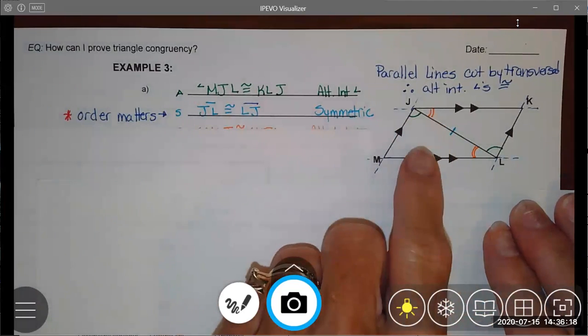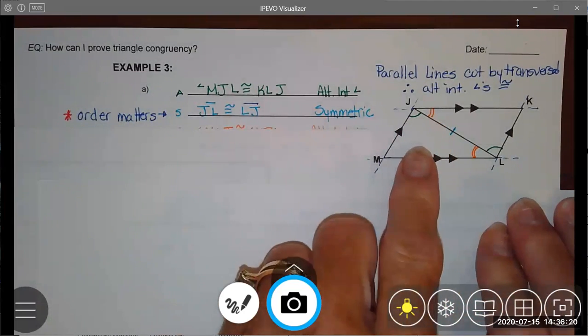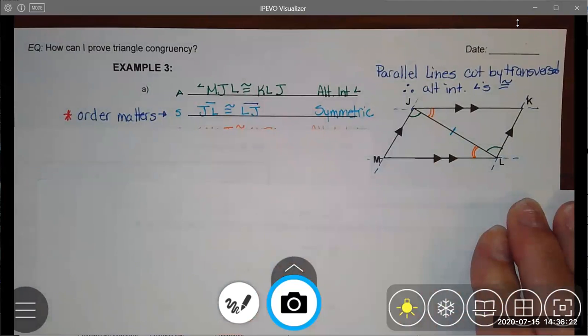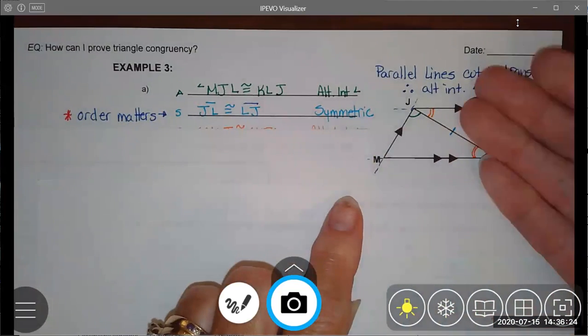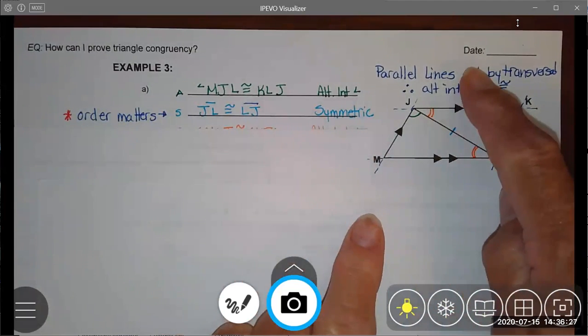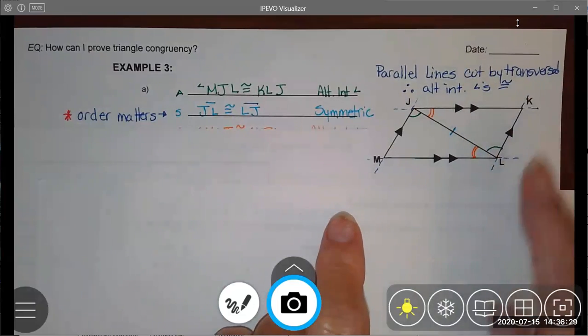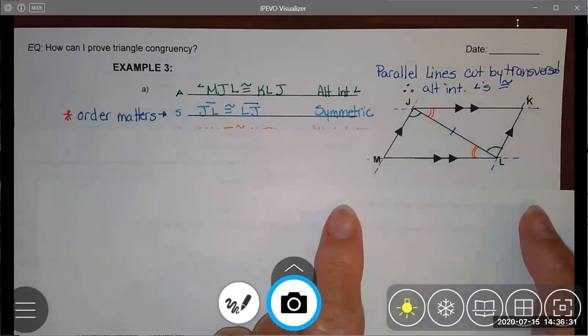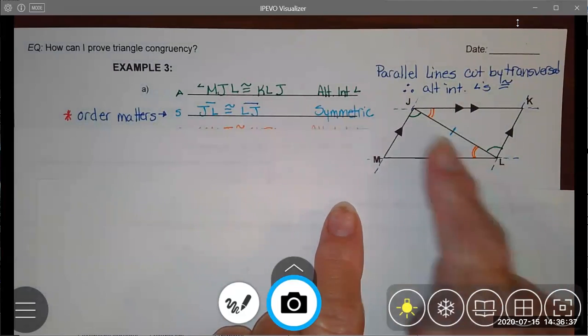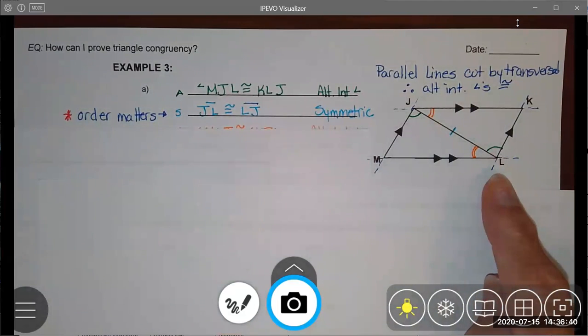In this case, folks, this is a rotation. It is not a fold. If I were to actually fold this over, I would find that the vertex M lands up here somewhere. It is not a reflection of the top triangle. So in this case, I am using the symmetric property to identify that JL is congruent to LJ.